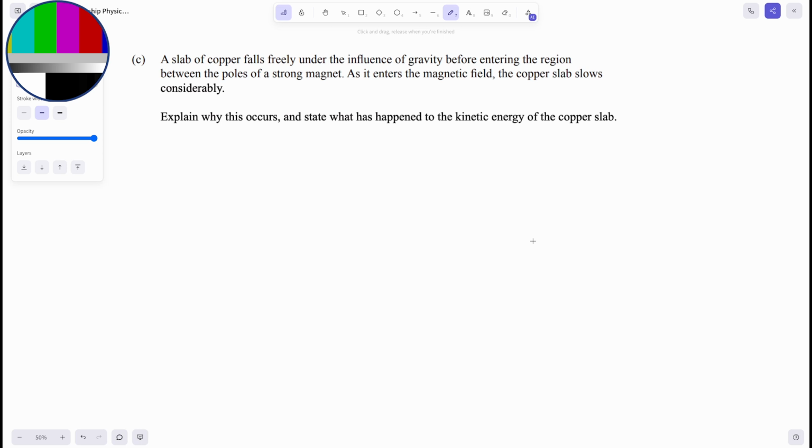Okay, so as the copper slab falls down through the magnetic field, there is going to be a change of flux in the copper slab, thus producing a back EMF. That's due to Faraday's law. This back EMF is going to produce eddy currents. These eddy currents produce a magnetic field in such a way that opposes the permanent magnetic field. This is Lenz's law, and therefore this slows down the copper slab. So we can write that in.